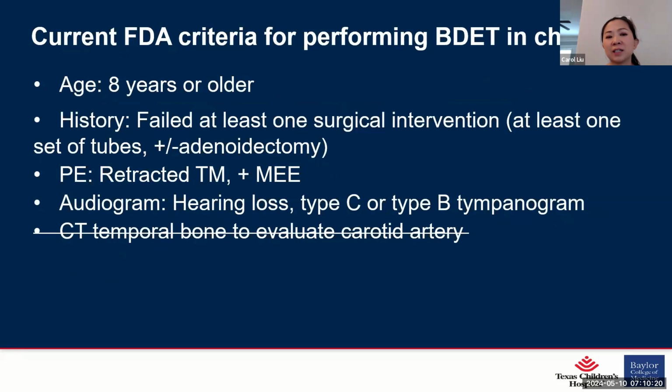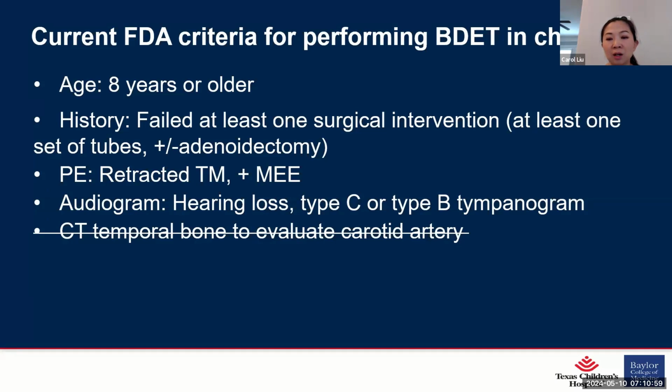So the current FDA criteria, if you want to consider doing balloon dilation of the eustachian tube in kids, is for kids 8 and over. The recommendation is they fail at least one surgical intervention, meaning at least try one set of ear tubes, or at least try to take out their adenoid. And this can be combined with ear tubes or not. It can be standalone. On physical exam you should be seeing a middle ear effusion and possibly a retracted eardrum. With the audiogram, hearing loss is not absolutely necessary, but it is more to look for a type B and type C tympanogram.